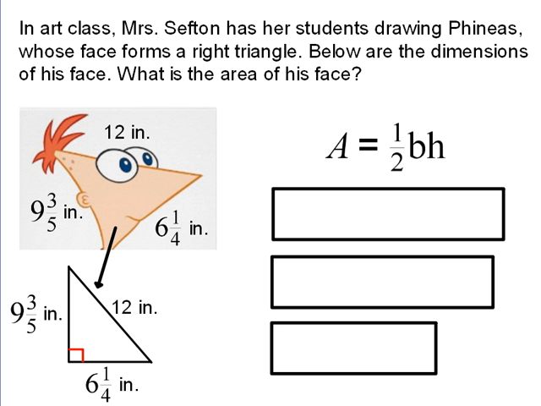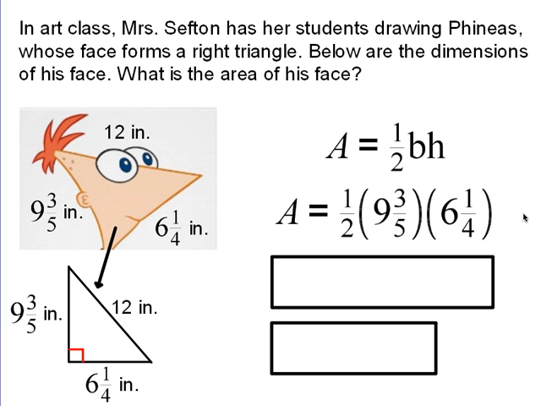So here we have our friend Phineas and the dimensions of his face, which form the right triangle. What I've done here is I've taken Phineas's face and made it into a right triangle. Here we can see that our base is 6 1/4 and our height is 9 3/5. So we're going to substitute those values into the formula. Okay, so now we have 1/2 times 9 3/5 times 6 1/4.